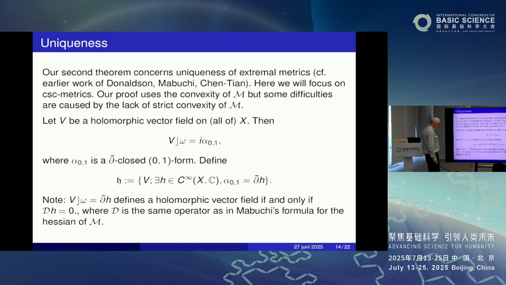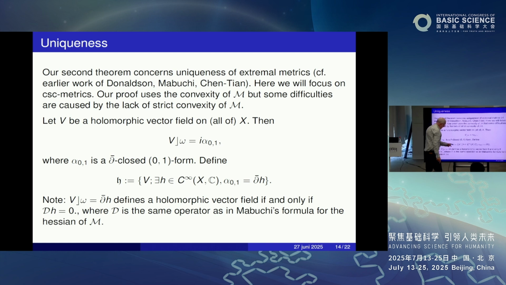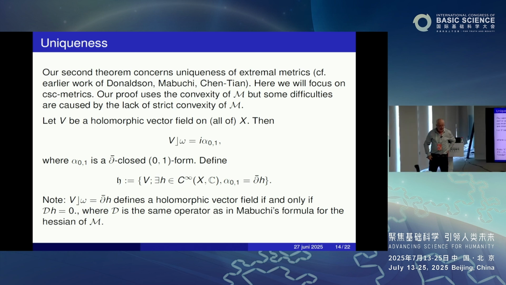The connection with Mabuchi's formula is very important here. This defines a holomorphic vector field. A certain function here, h, you can always do this. For any function, you can take \bar{\partial} h. You can define a vector field by this formula, but it's not always holomorphic. And the condition that it is holomorphic is precisely that this function h satisfies the differential equation, beautiful D of h is equal to 0, where D is the differential operator that occurred in Mabuchi's theorem.